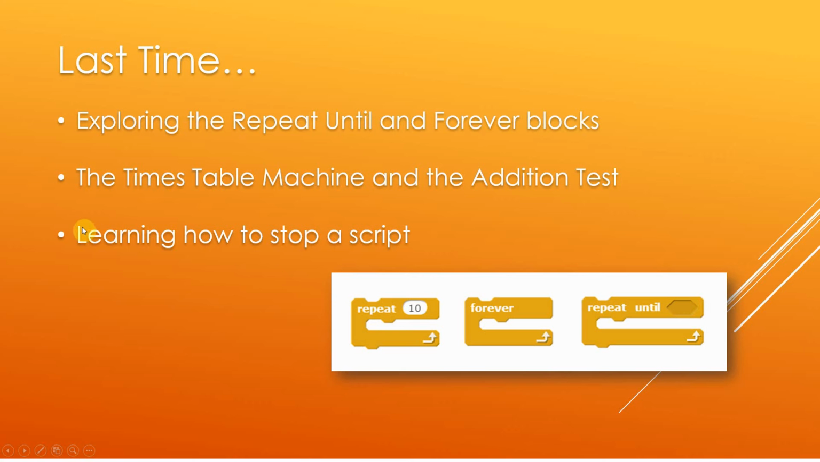We also touched on the stop script, or the stop code block, which we use to stop the execution of a program. It has 3 different flavors. It has a stop all, where it'll stop all scripts in your program. It has a stop this script, which will only stop the script that the stop block appears in. And it has a stop all other scripts, where it will stop all the other scripts in your program except for the one that has the stop block in it.